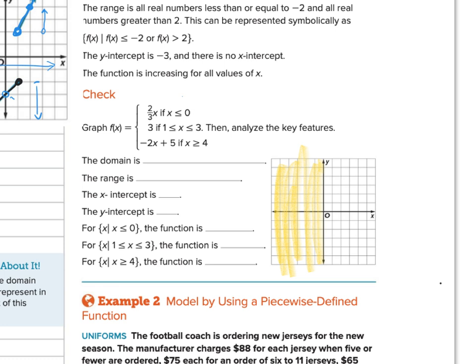1 and 3, we're going to have another function, and then when numbers are greater than or equal to 4, we're going to have another equation. So that is understanding that. Let's go ahead and graph some of these. I'll make a table just to make it easier.